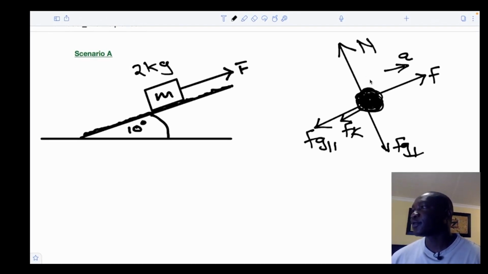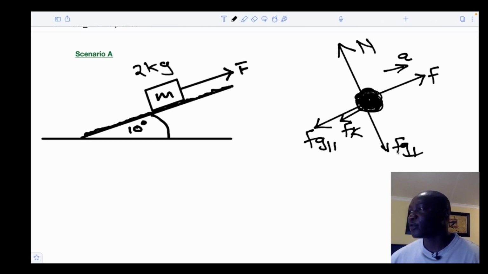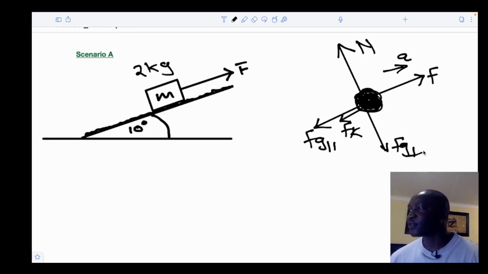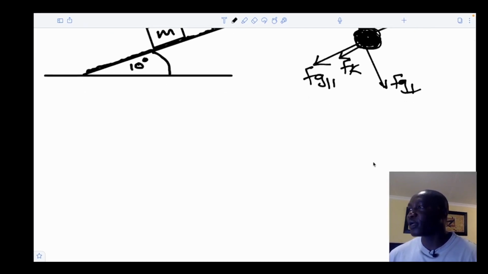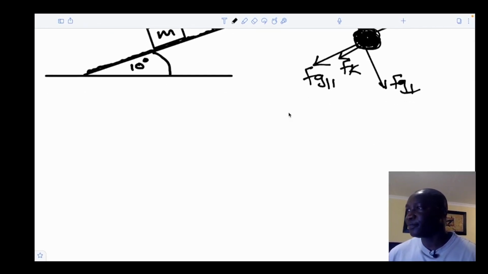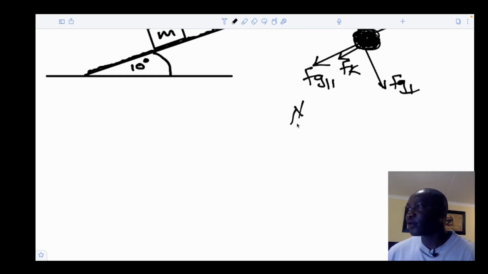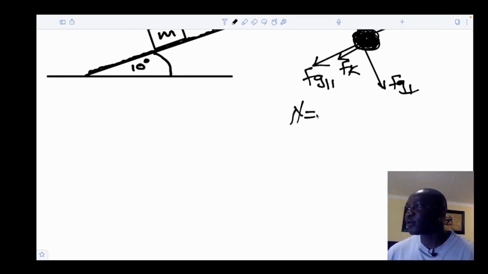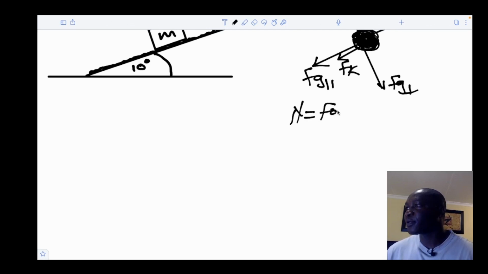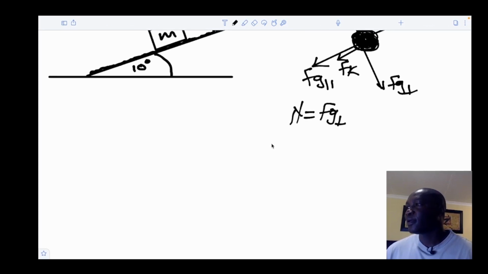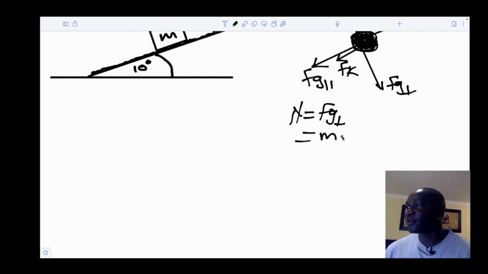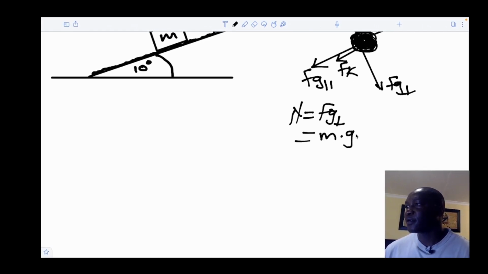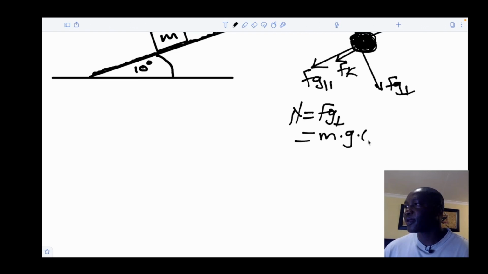So the normal force is in equilibrium with the perpendicular component of the weight, FG perpendicular. So we can say the normal force will be calculated by the following. Normal force will be equal to the FG perpendicular. So this FG perpendicular is given by the mass, acceleration due to gravity, and the cos of theta.